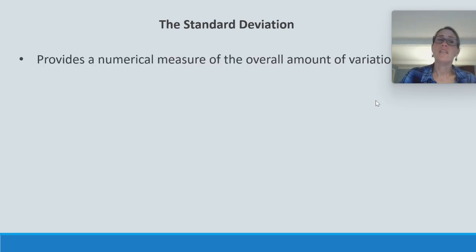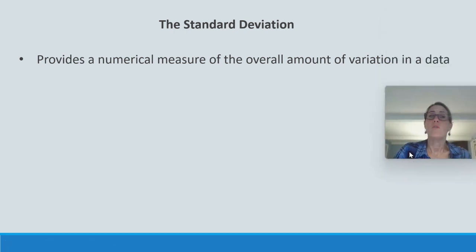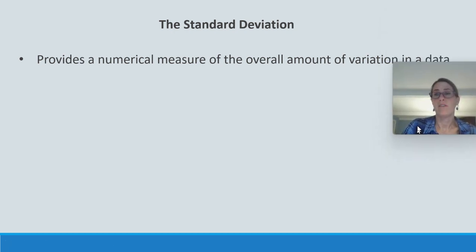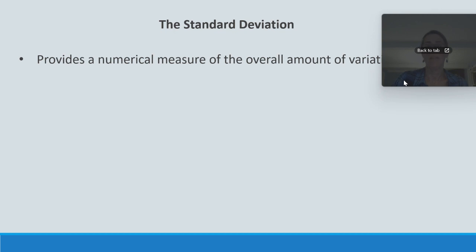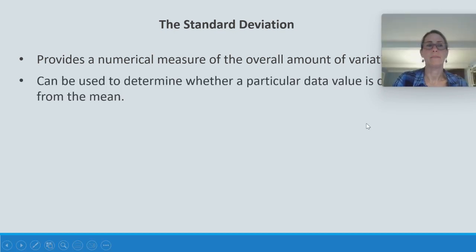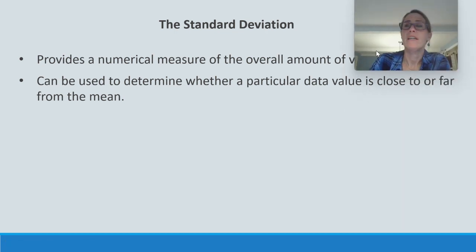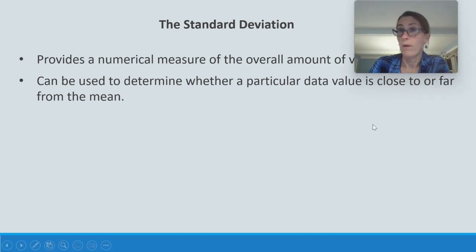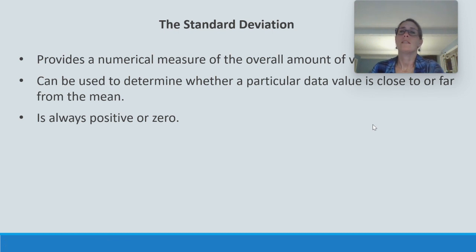So the standard deviation provides a numerical measure of the overall amount of variation in a data set. It can be used to determine whether a particular data value is close to or far away from our mean. The standard deviation is always positive or zero. So as we're going through the calculations we're going to see in this video, if you get a negative number, just know you've done something wrong.